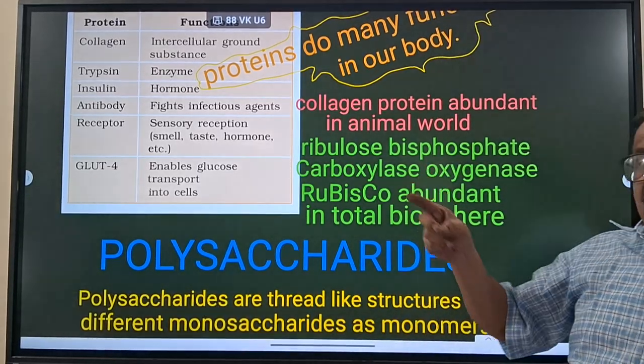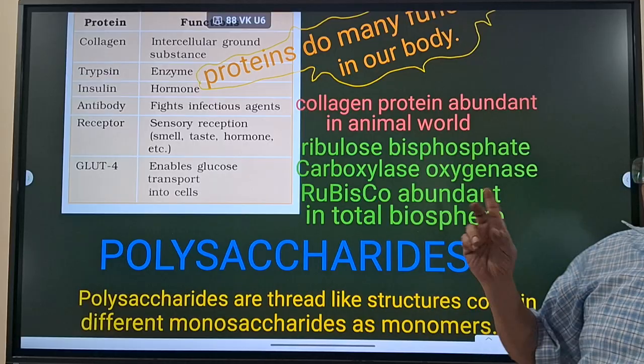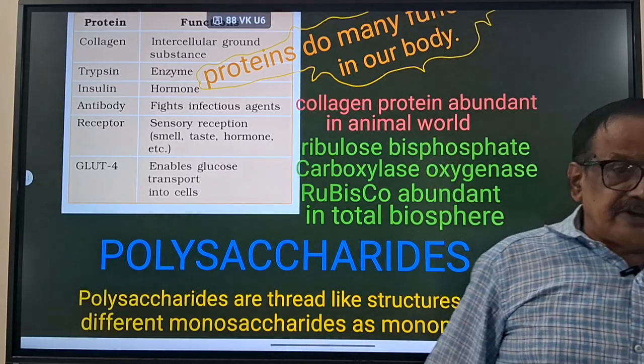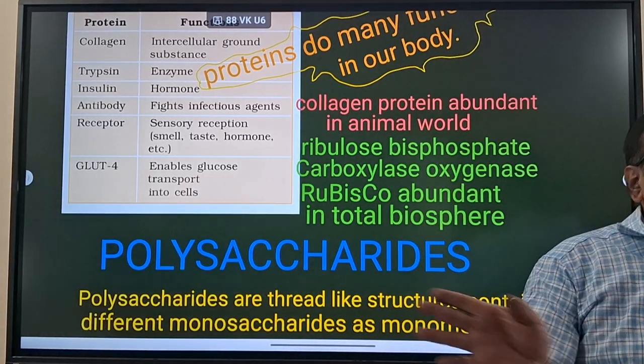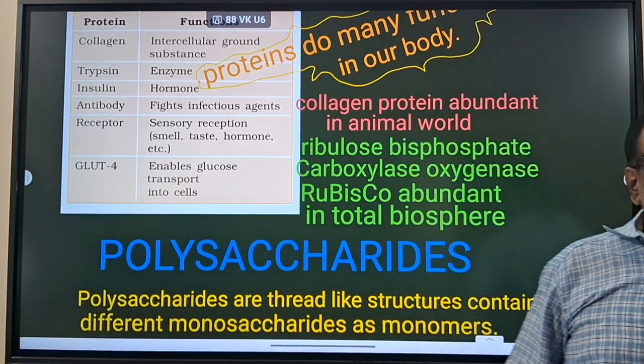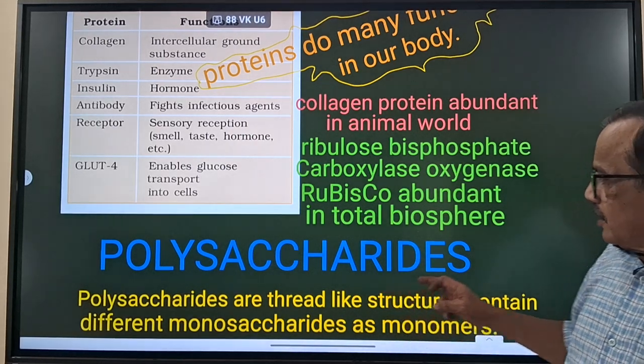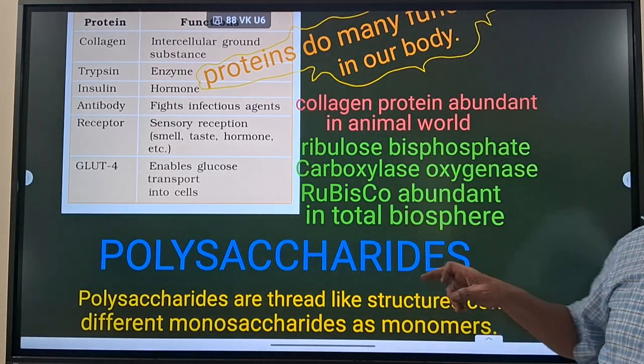These two are important for NEET. In animals, collagen is the most abundant protein, and RuBisCO is in the carboxylation process in photosynthesis. So up to here we completed proteins.